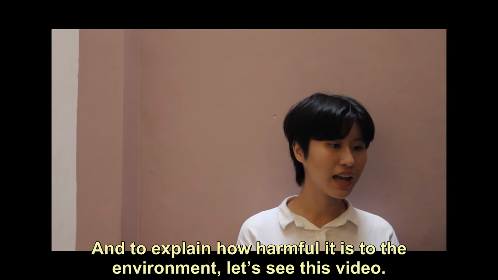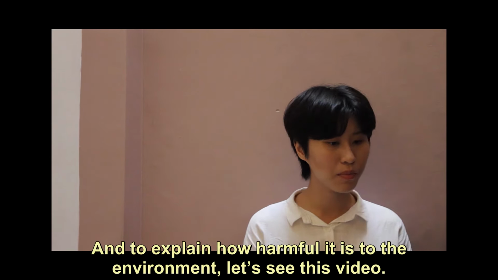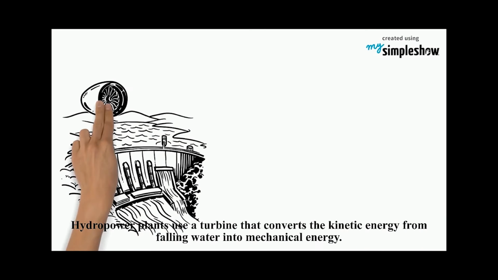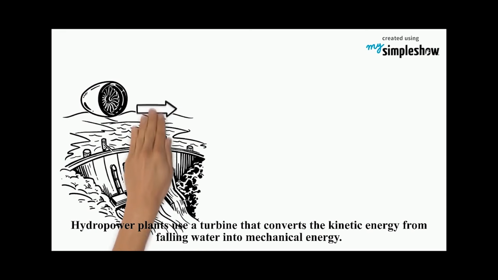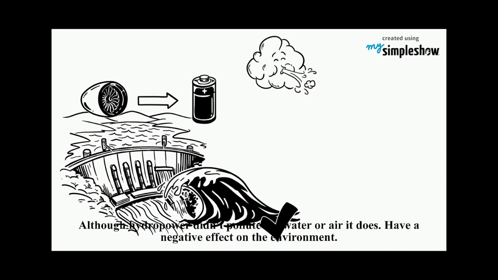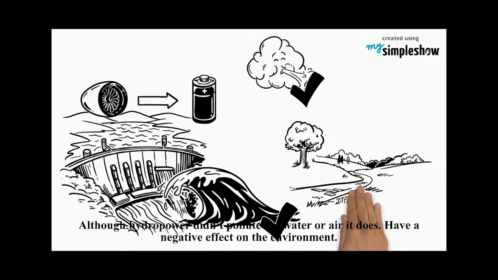And to explain how harmful it is to the environment: hydropower plants use a turbine that converts the kinetic energy from falling water into mechanical energy. Although hydropower doesn't pollute the water or air, it does have a negative effect on the environment.